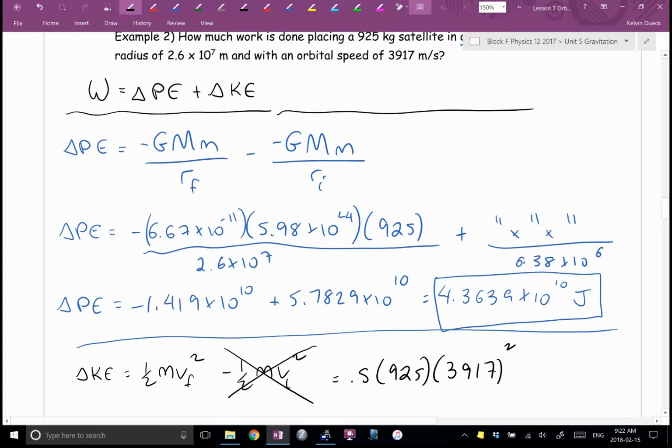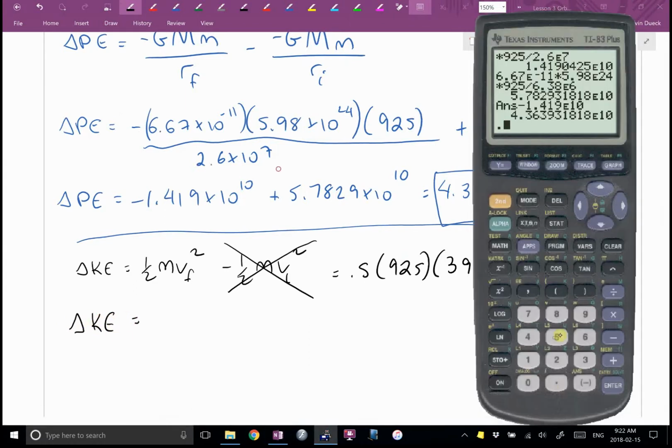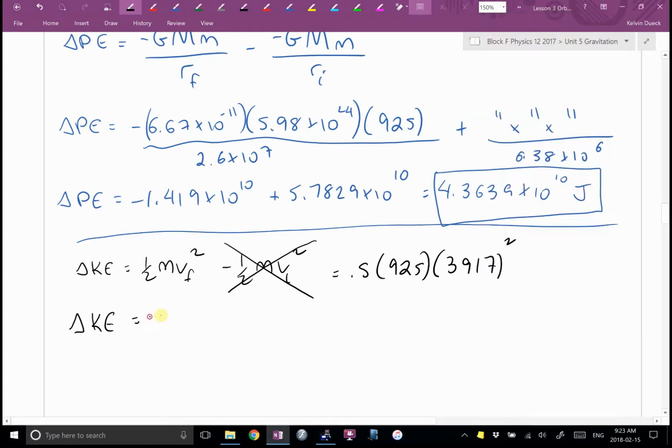Sorry. And I get the change in kinetic equals a half m 3917 squared. 7.0961 times 10 to the 9. Let me count: 1, 2, 3, 4, 5, 6, 7, 8, 9. So 7.096 times 10 to the 9.